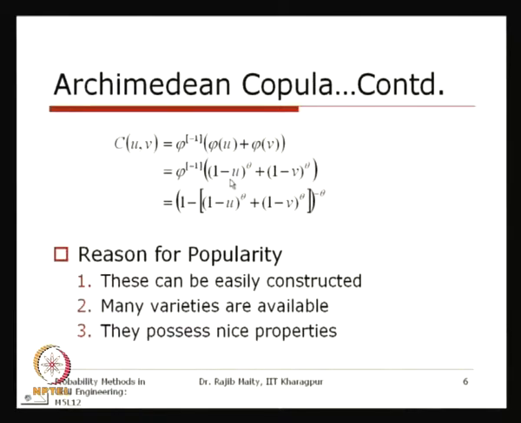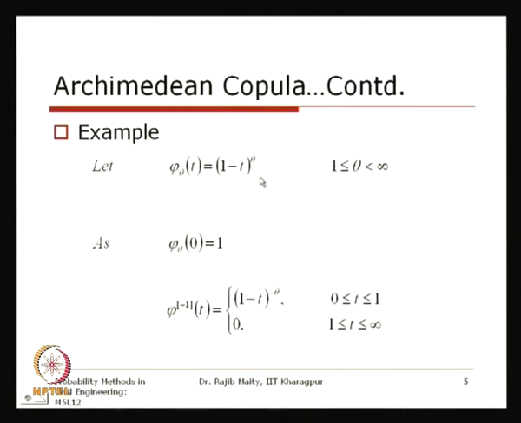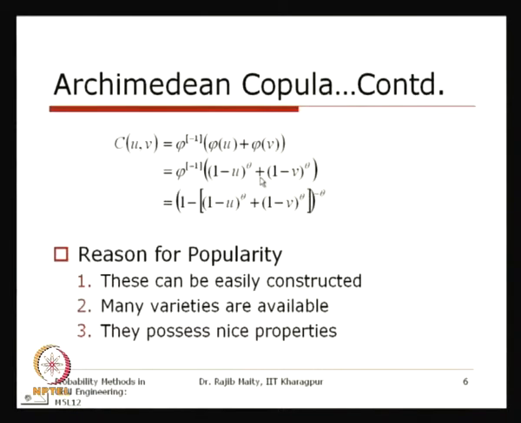Why is it an Archimedean copula? Because we can explain it through this one, and for this Archimedean copula the generator is 1 minus t power theta. Now we will see these functions have some names depending on who first invented or proposed the function.